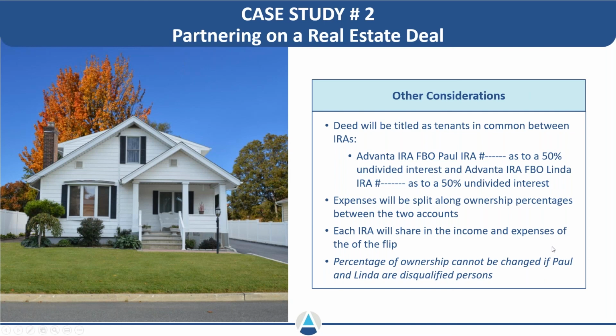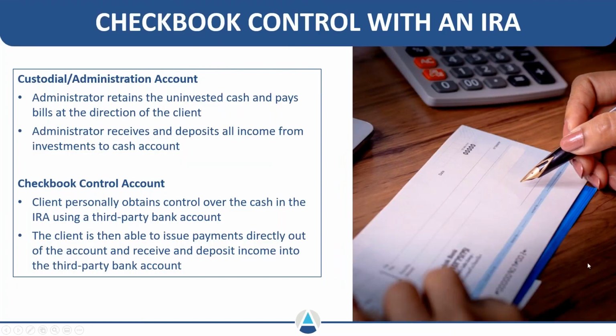Each IRA will share in the income and expenses, and the percentage of ownership between the two of them cannot change if they're disqualified persons. So if it's anyone in that directly related family tree, you can't have the percentages change. So if one person runs out of money, maybe one of them was a little bit thinner and the other had more money, you can't change or buy and sell those percentages if it is a disqualified individual partnership.